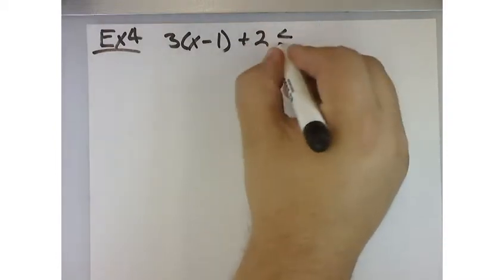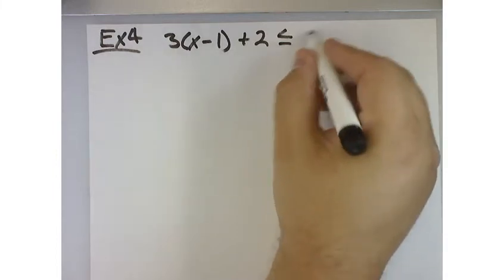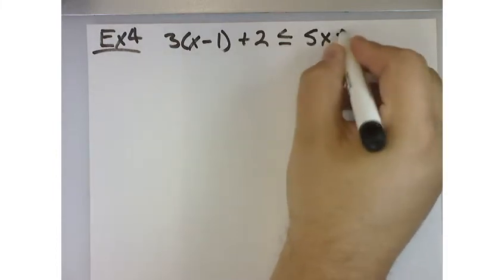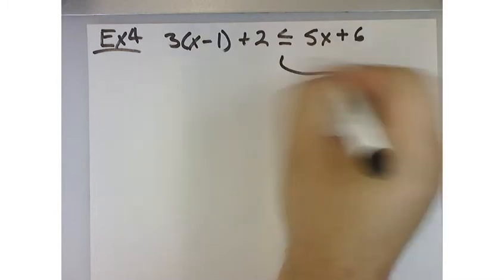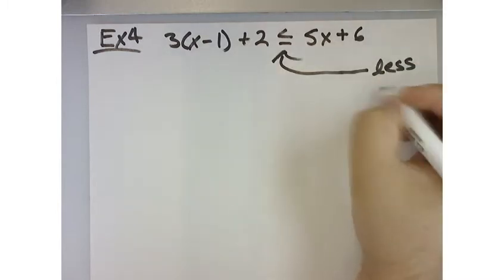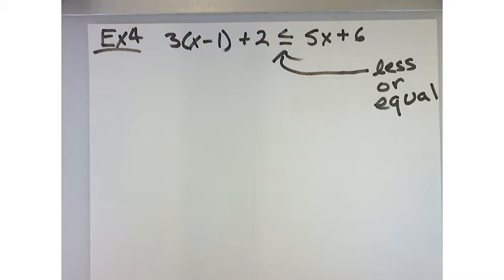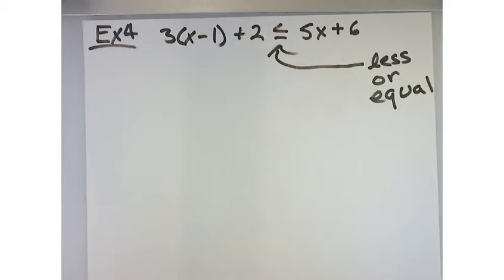And it'll have an inequality symbol. In this particular case, it's less than or equal to 5x plus 6. So remember that this is less than, and because it's got that little equal sign or equal. Okay? And so we do this problem just like we did the last one.